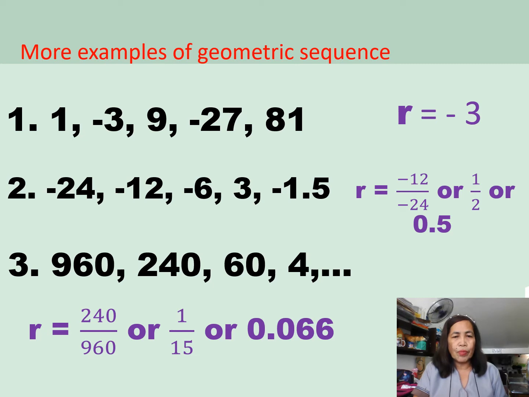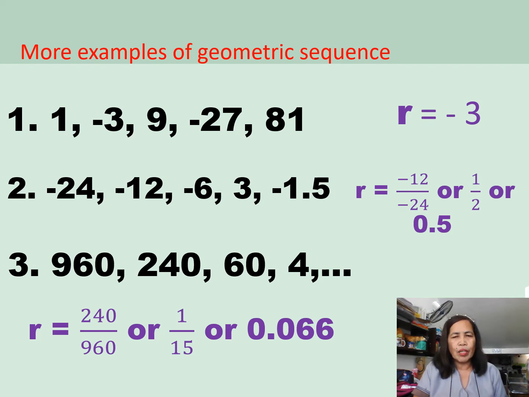Notice that for the sign of the ratio, look at the pattern. I will give you some tips. You see that the signs here alternate. So for number 1, we have positive, negative, positive, negative, positive. So the sign of the ratio is negative. Here for number 2, there is a pattern. All terms are negative. So the ratio is positive. I forgot to indicate here negative.